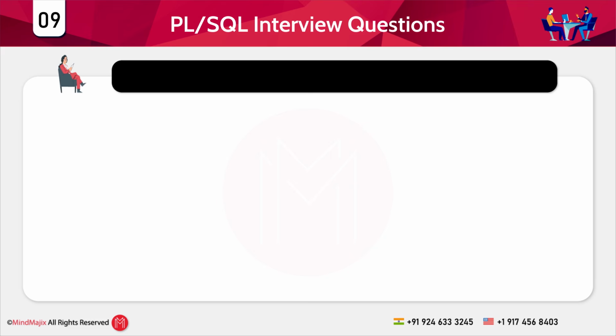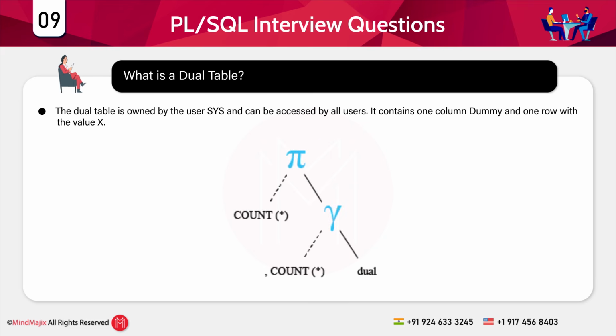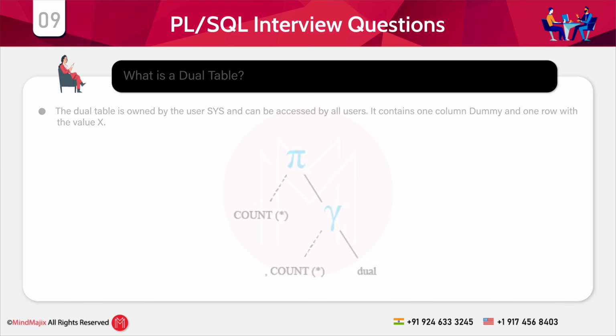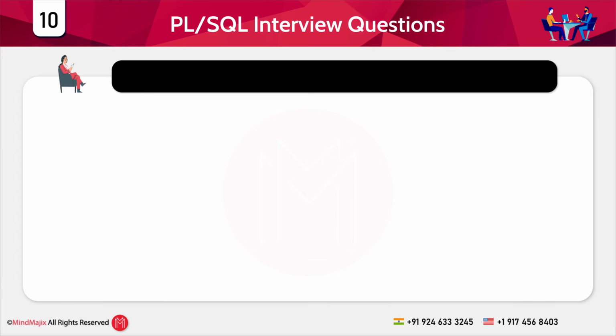The next question is, what is a dual table? The dual table is owned by the user SYS and it can be accessed by all users. It contains one column, DUMMY, and one row with the value X. The dual table is useful when you want to return a value only once. The value can be a constant, a pseudo column, or an expression that is not derived from a table with user data.